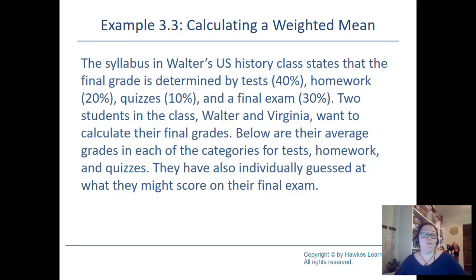The syllabus in Walter's U.S. History class states that the final grade is determined by tests, which are 40%, homework, which are 20%, quizzes, which are 10%, and the final exam, which is 30%. Now, two students in the class, Walter and Virginia, want to calculate their final grades. Below are their average grades in each category for test, homework, and quizzes, and they also individually guessed at what they might have scored on the final exam. Again, the categories of test, homework, and quizzes are their averages for that category.